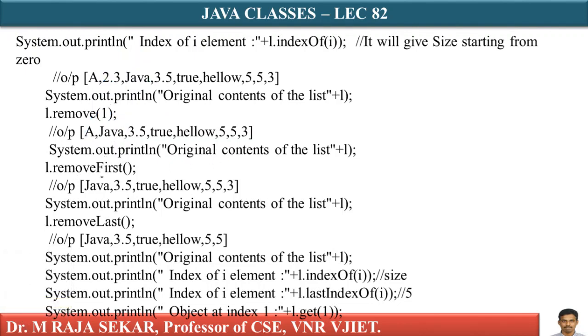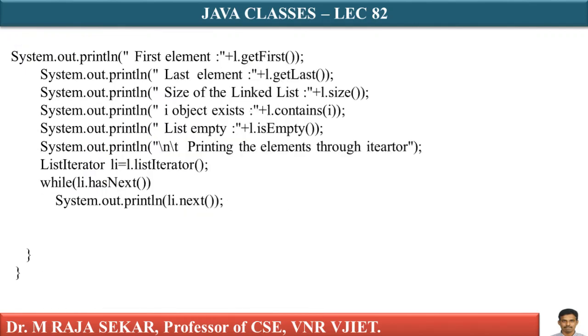System.out.println remove first. Remove first means which one is first? A. This will be removed. Now you can see the list. Original list, remove last. All these are self-explanatory. Anybody can understand this. It is simple. Understanding linked list is very simple in the Java programming language.